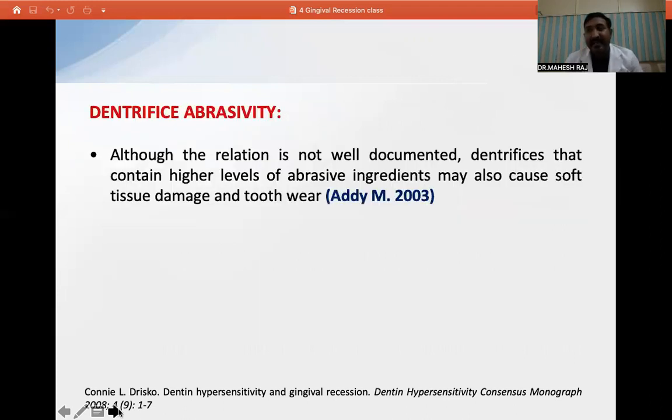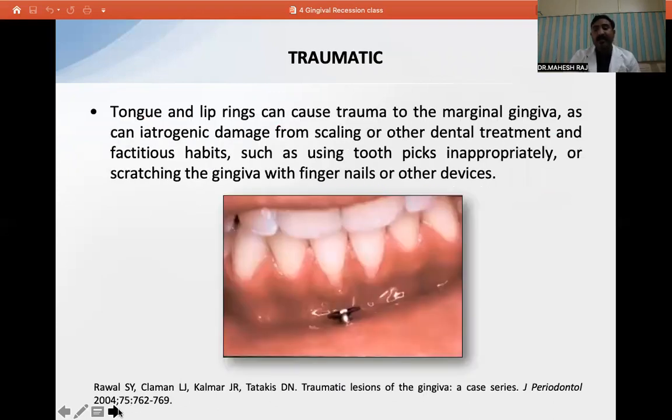Next is dentifrice abrasivity, which is among the most commonly discussed causes right now. They are discussing possible gingival recession. Although the relation is not well documented, it identifies that higher levels of abrasive ingredients also cause soft tissue damage, as mainly given by IDHR in 2003.